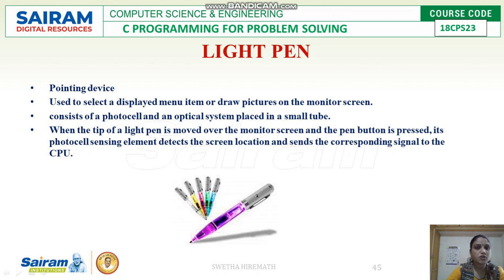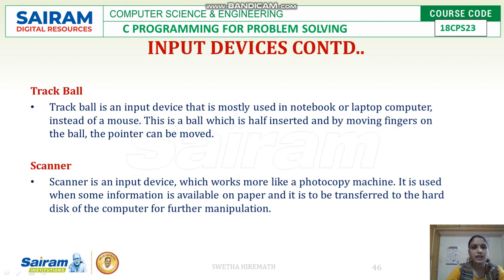It consists of photocells and an optical system placed in a small tube. When the tip of a light pen is moved over the monitor screen and the pen button is pressed, its photocell sensing element detects the screen location and sends the corresponding signal to the CPU, telling it where exactly it is pointing. Then coming to the trackball, it is also an input device that is mostly used in notebook or laptop computers instead of a mouse. This is a small ball which is half inserted, and by moving fingers on that ball, the pointer can be moved. It acts like a pointing device.